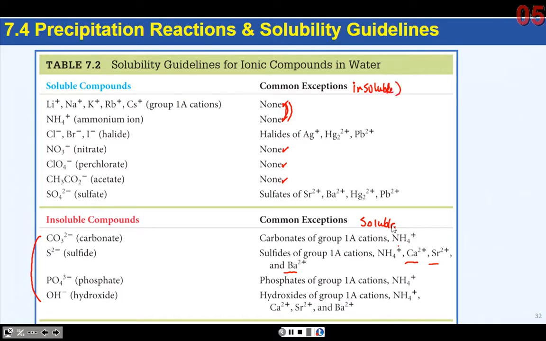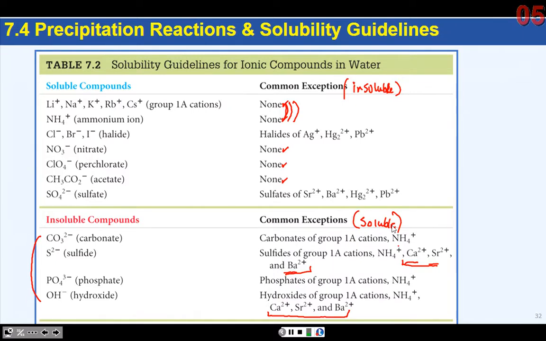And then the phosphates are typically not going to be soluble unless you put them with the always soluble choices up there from the top, and the hydroxides likewise, except they do have three others, and that's calcium, strontium, and barium. That's a parallel to the sulfides, isn't it? So the calcium, strontium, and barium are in common with that set at the top.